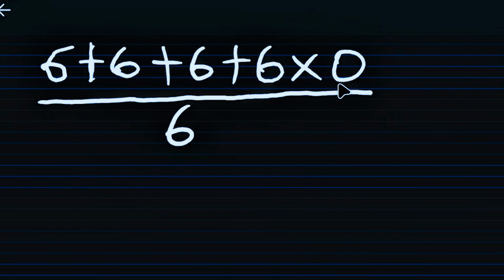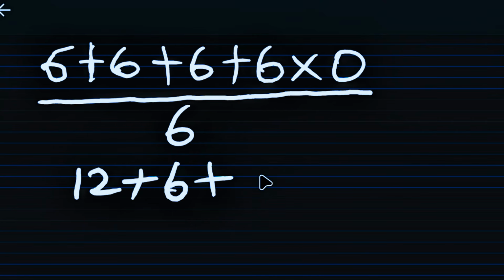Most adults could not solve this particular expression. Most of them believe that the right answer equals 0. But how did they get that? What they did was to first of all add these two together. 6 plus 6 equals 12, plus this 6 here, then plus another 6 here, then multiply by 0.